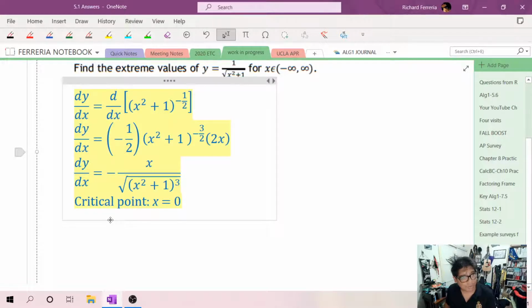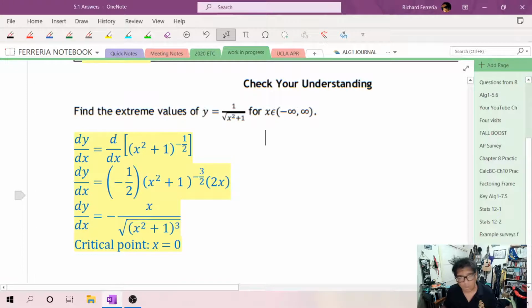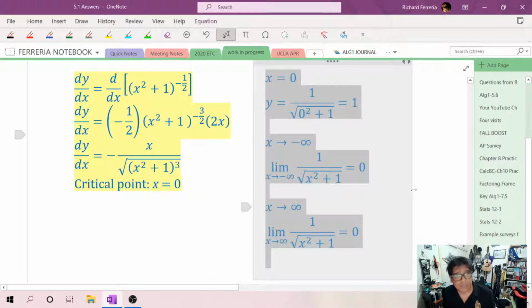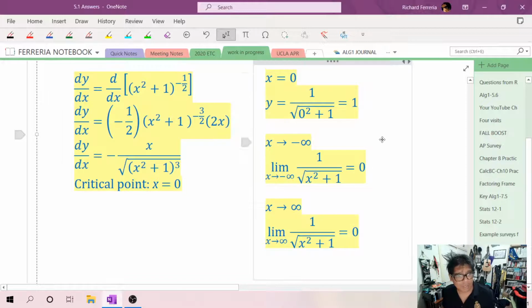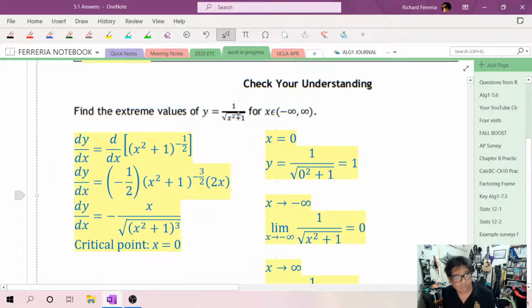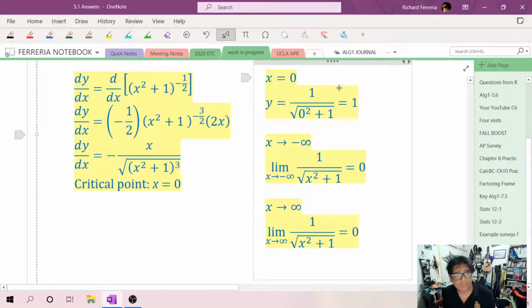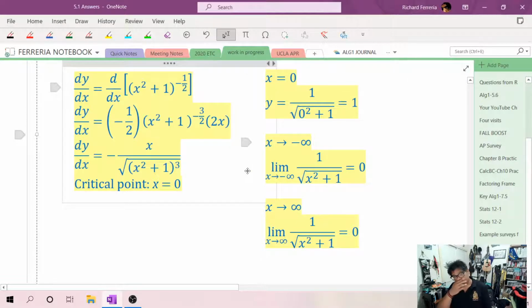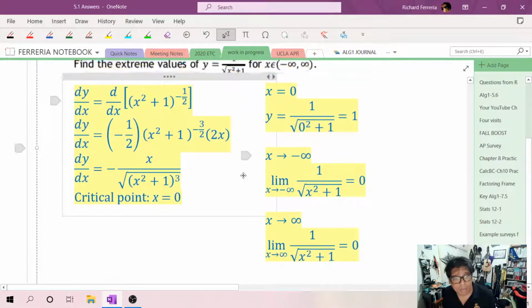So the next thing for us to figure out is what the y-coordinate is at this critical value, and what the behavior of the function is to the left and to the right. What happens when x equals 0? When x equals 0, the function 1 over the square root of x squared plus 1 is just equal to 1. Okay, that's nice. Now we're going to talk about the endpoint behavior.